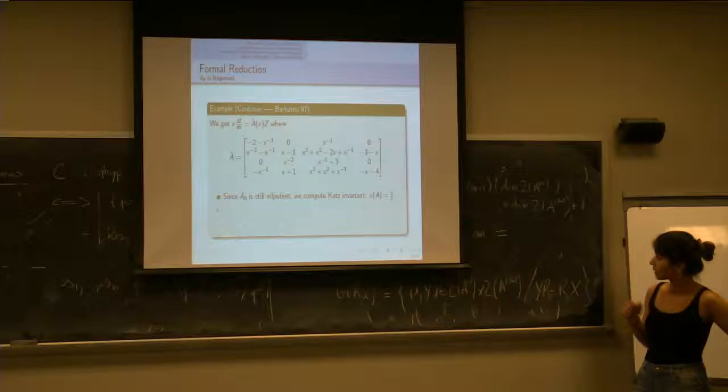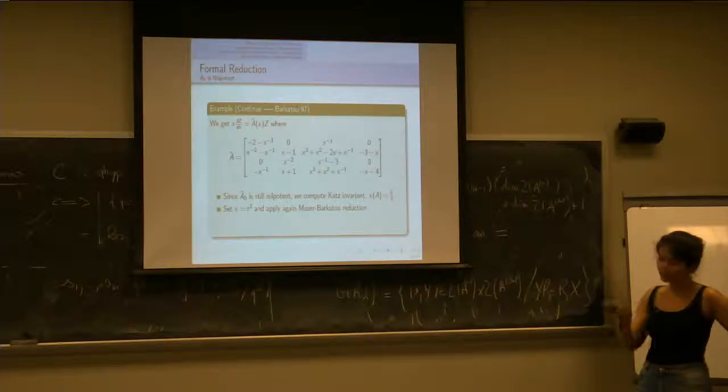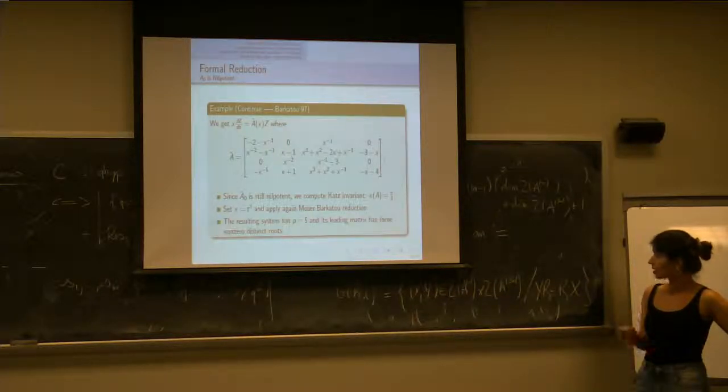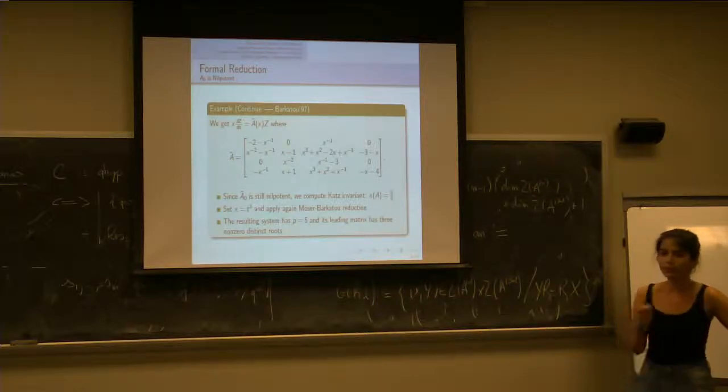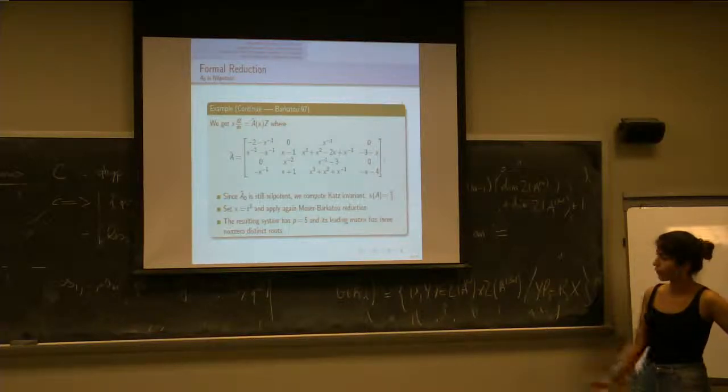This means that if we take the ramification x equal t cubed and apply again the Moser-Barkatou reduction algorithm to get to the lowest Poincaré rank, the true Poincaré rank should be 5. And the resulting system has 3 non-zero distinct roots. At this point, we can apply again the splitting lemma, and so we can proceed in this recursive algorithm.